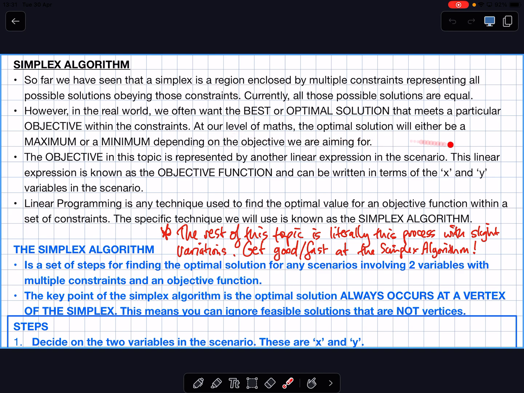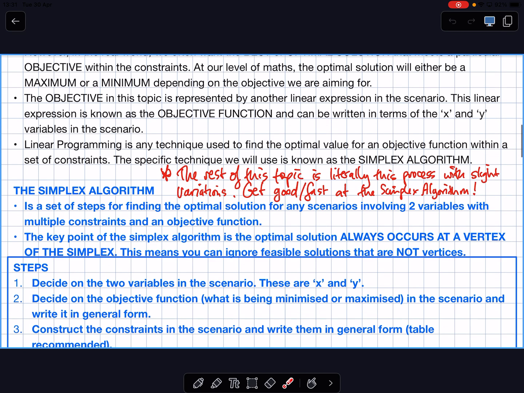At our level of maths, the optimal solution is either going to be a maximum or a minimum. We only need to deal with those two. The objective in this topic is represented by another linear expression. So another equation in the scenario. This linear expression is known as the objective function, and we write it in terms of x and y. And linear programming is any technique used to find the optimal value for an objective function within a set of constraints. The technique that we're using is called the Simplex Algorithm.